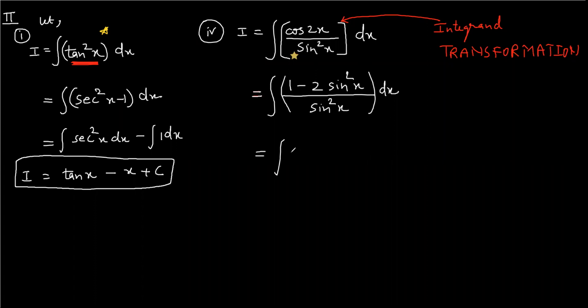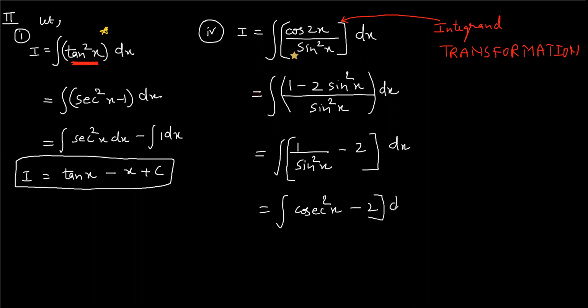So I get 1 upon sine square x minus 2 sine square x upon sine square x. So I have only 2 and dx. Then 1 upon sine square x is cosec square x. So I have the integration of cosec square x minus 2 dx. You can check what I have done. Do I have the integration of cosec square? Yes, very much.